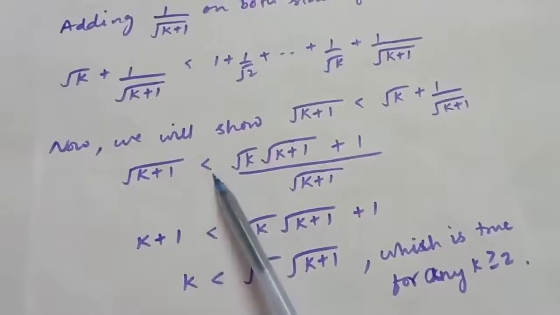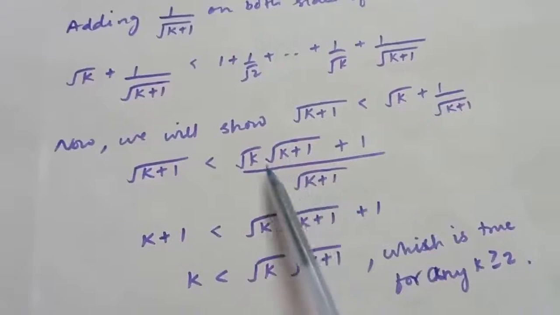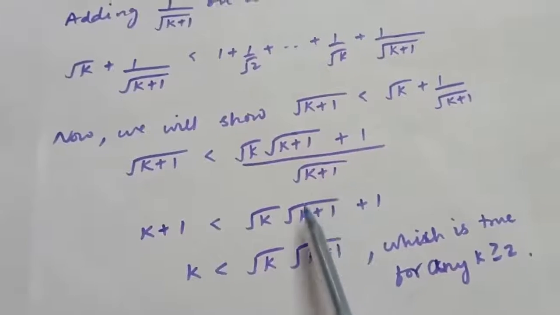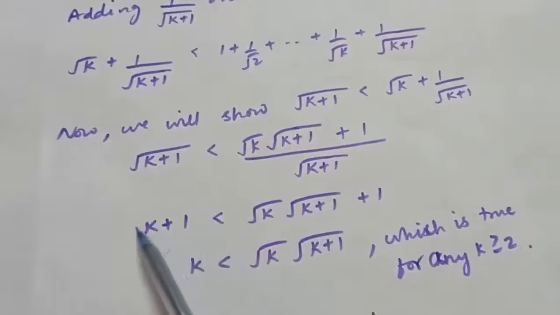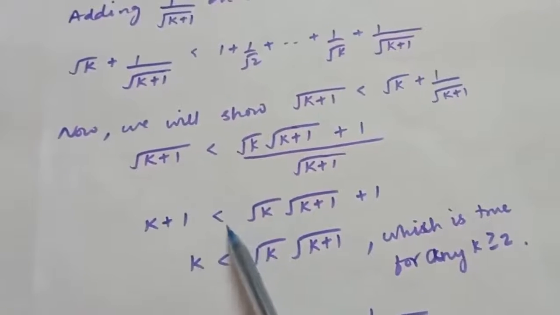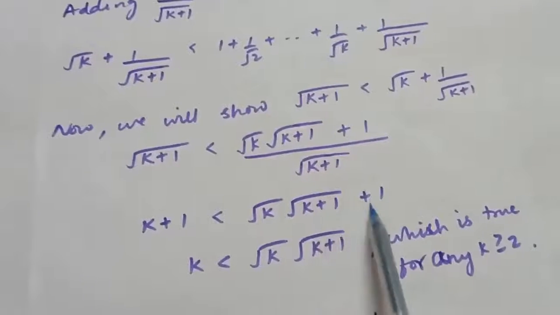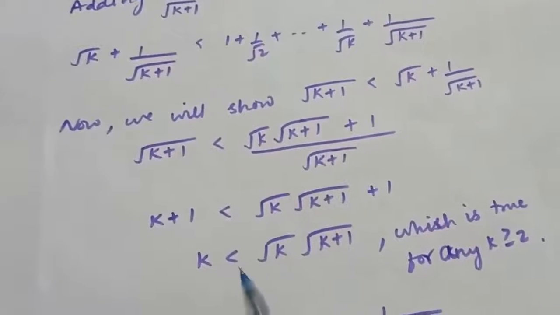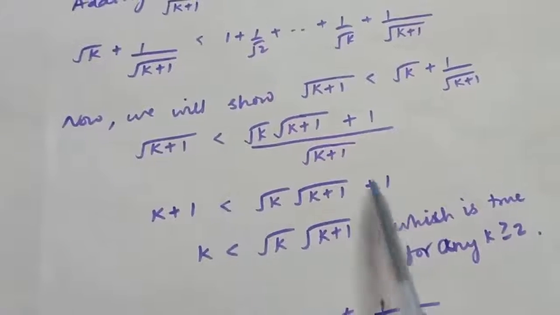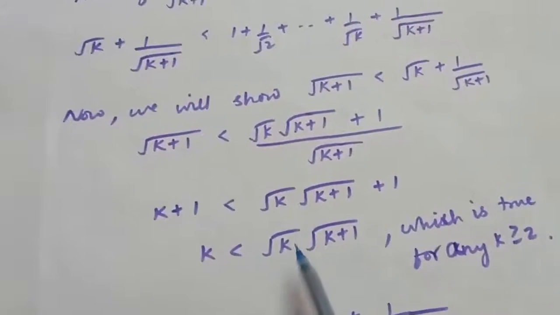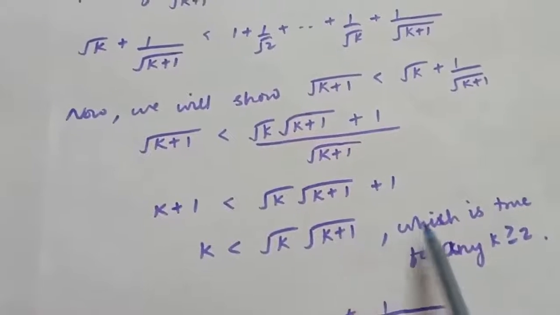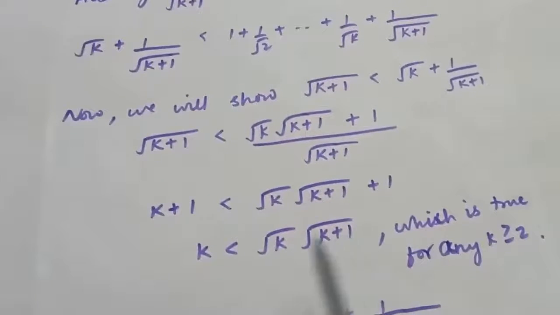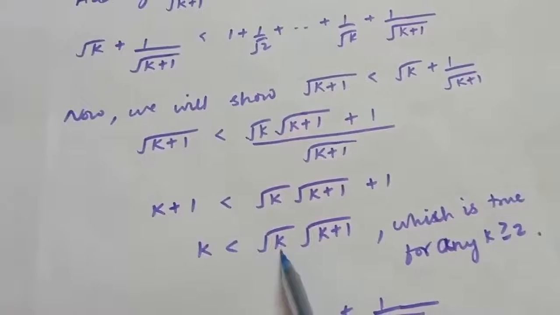So root (k+1) is less than, take LCM. This will be (root k into root (k+1) plus 1) upon root (k+1). Multiplying both the sides with root (k+1), this has become k+1 less than root k into root (k+1) plus 1. The sign will not change because root (k+1) is a positive number. Now cancelling out this 1, you will get k is less than root k into root (k+1), which is true for any k greater than or equal to 2. Why will this be true? Because k is equal to root k into root k.